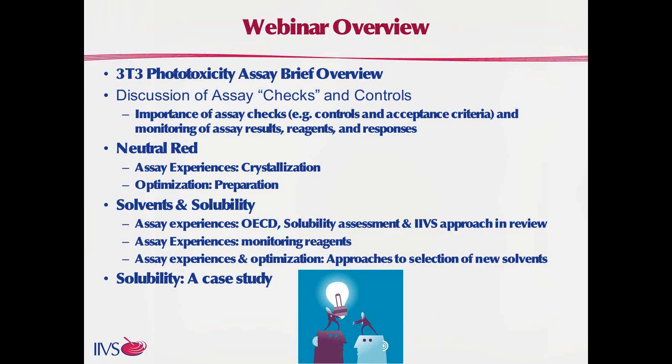We're going to start off with an overview of the assay, and then talk about some of the assay checks and controls that we have in place, why those are important, how we monitor different reagents, results, and responses. The 3T3 assay is well established, and we've been performing it here at IIVS for about 20 years. But we found in our experiences on occasion, we do have challenges, and we need to stop what we're doing and think about what's happening and take a closer look at the assay responses.